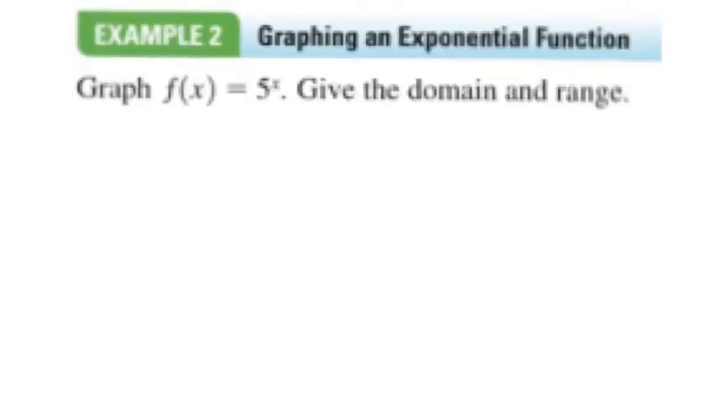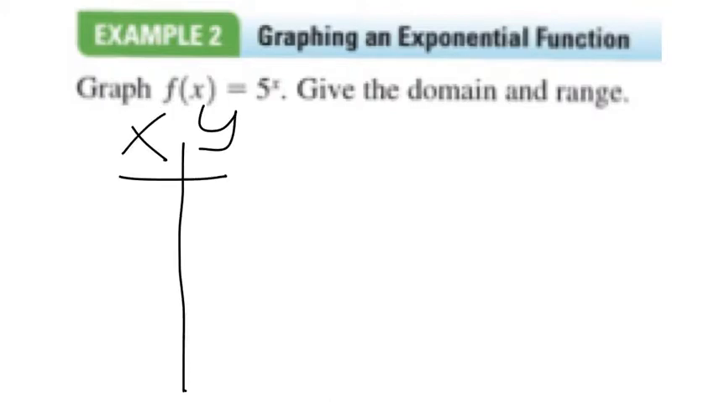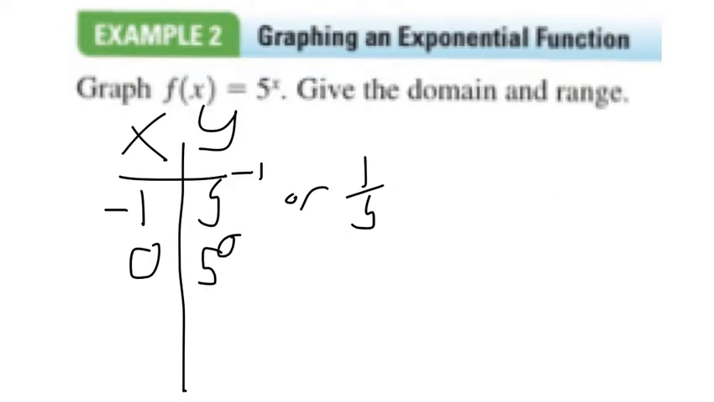So for example 2, it says graph 5 raised to a power of x and give the domain and range. It might be easier if you come up with a table of values. Say when x is negative 1, y would be 5 to the negative first, or 1/5. When x is 0, it'd be 5 to a power of 0, or 1. When x is 1, y is 5. When x is 2, y is 25.